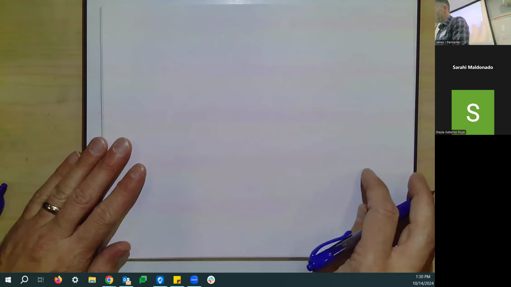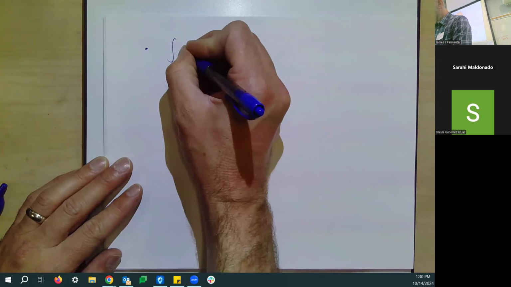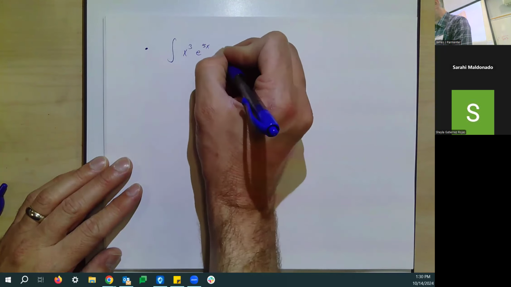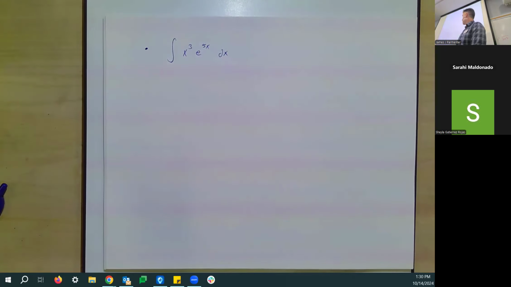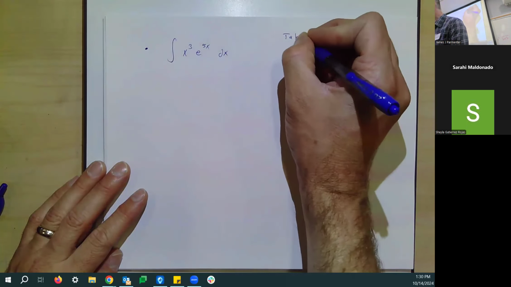How would we integrate something terrible like x cubed times e to the 5x? Well, here's what I don't want to do. I don't want to do integration by parts 3 times. We could, it's doable, but the faster, easier way to do this is to make a table, to do tabular integration.